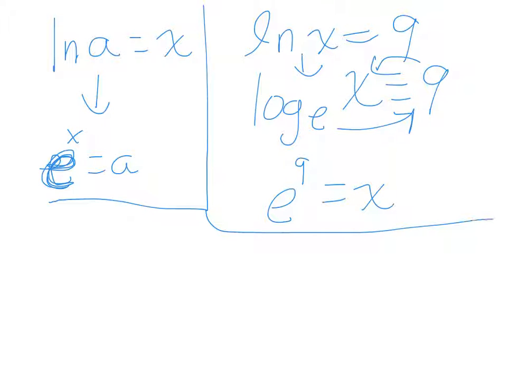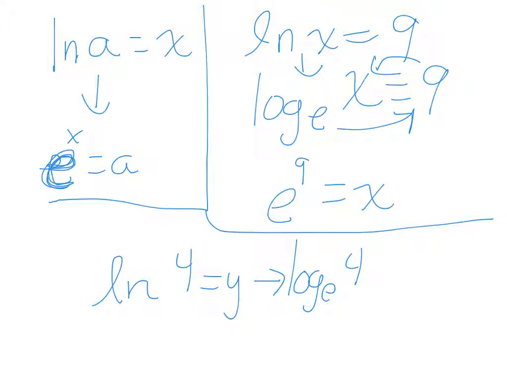All right, let's try one more where they gave you the natural log. Let's say this time they have natural log of 4 equals y. In my brain, I know that it's log base e of 4 equals y. And now to make my exponential equation, it's e to the y equals 4. So again, just take it slow when you're converting from a natural log to an exponential.